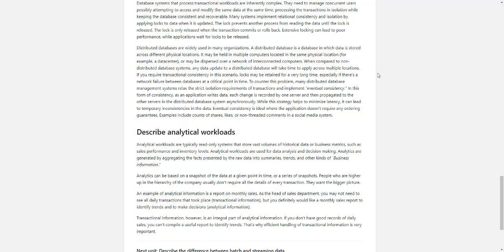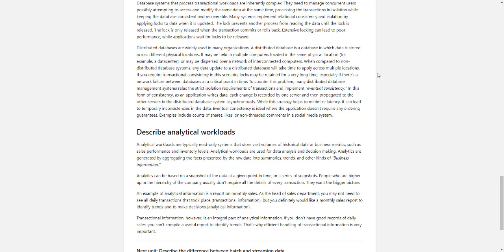Many systems implement relational consistency and isolation by applying locks to data when it is updated. The lock prevents another process from reading the data until the lock is released. The lock is only released when the transaction commits or rolls back. Extensive locking can lead to poor performance, while applications are waiting for locks to be released.